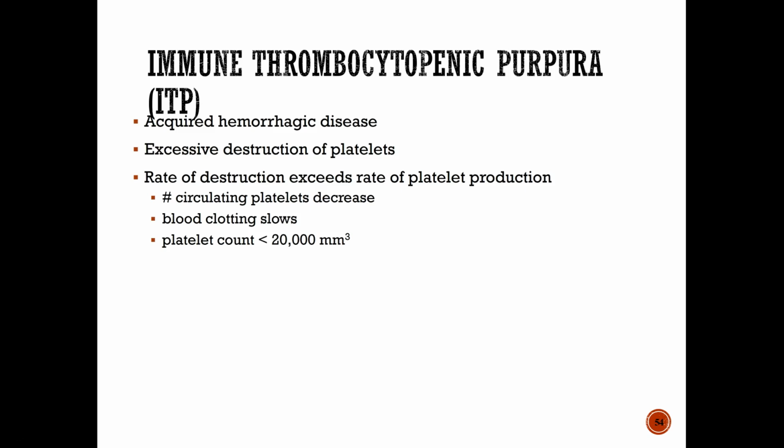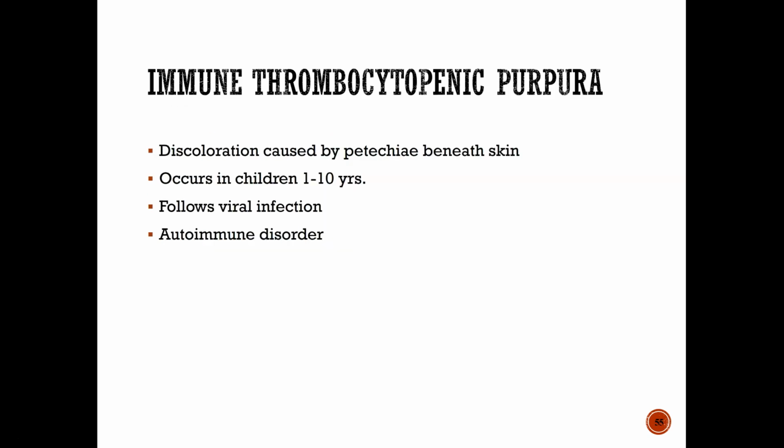All right, so the last one is immune thrombocytopenic purpura, which is ITP. This is an acquired hemorrhagic disease. It is an excessive destruction of platelets in your spleen. The rate of destruction exceeds the rate of platelet production, so your blood clotting slows and your platelet count decreases. Typically it presents with discoloration caused by petechiae beneath the skin.